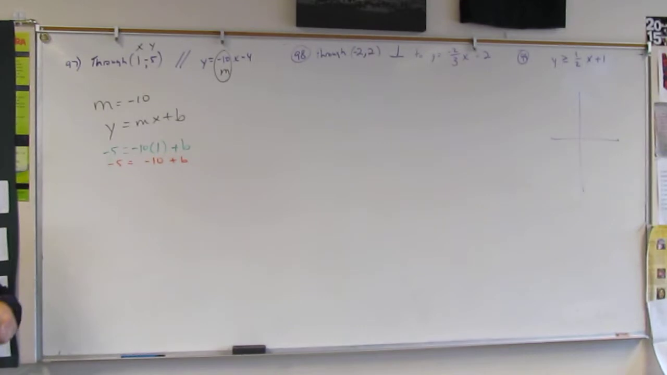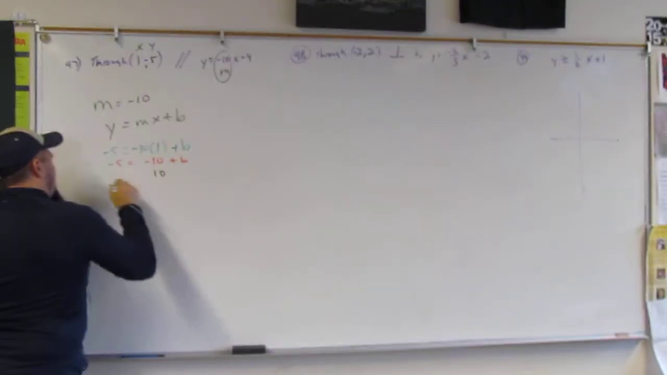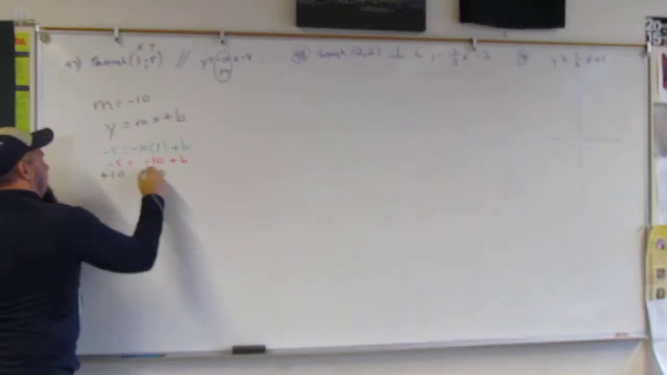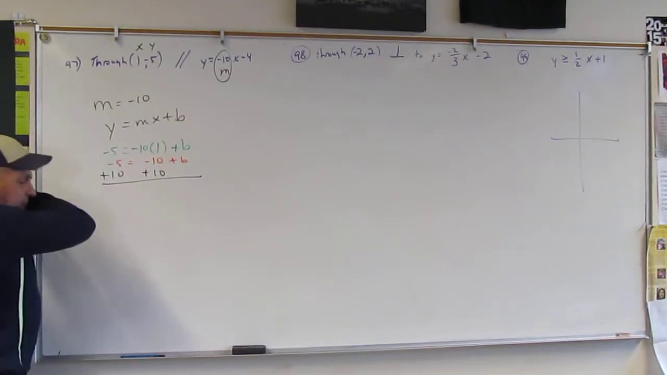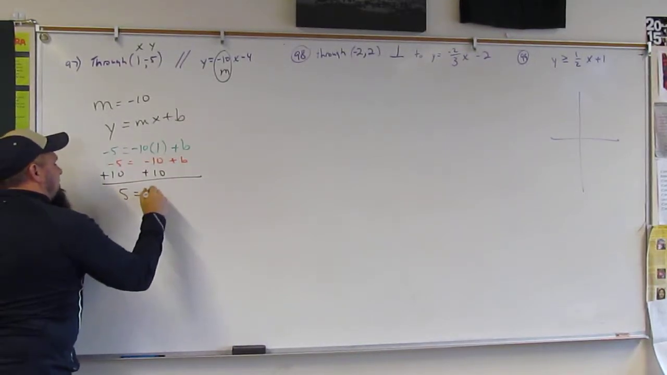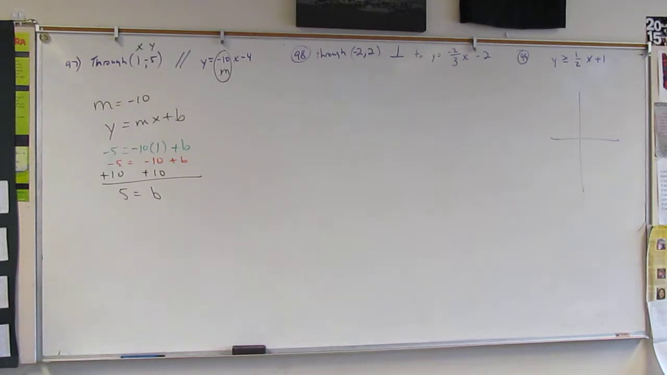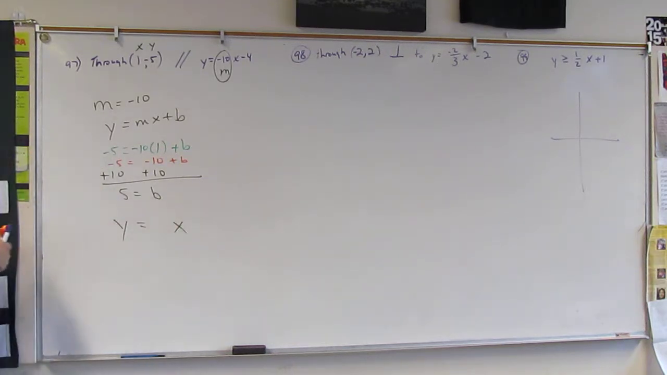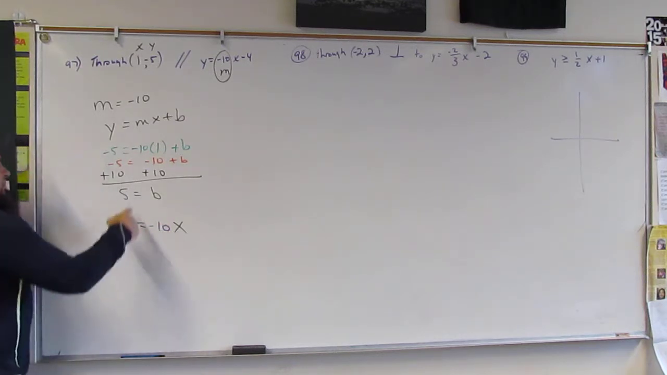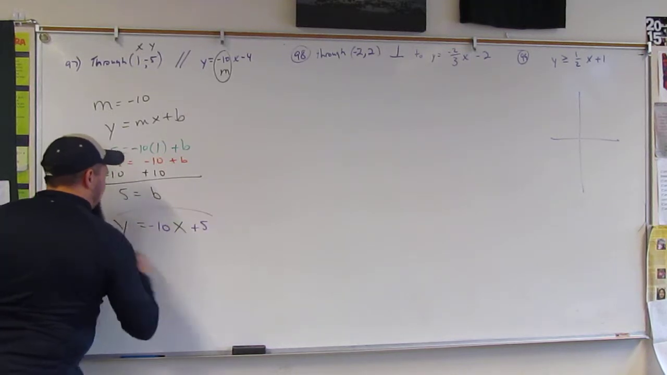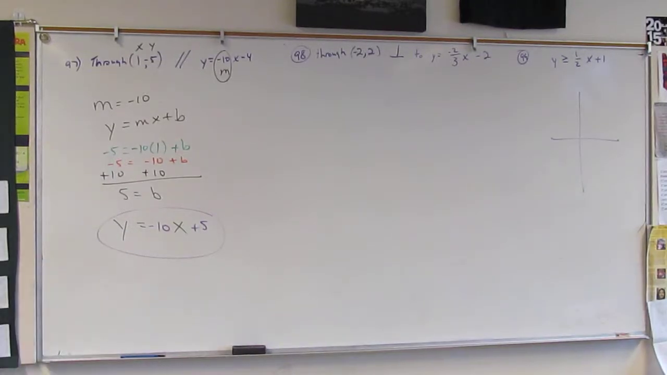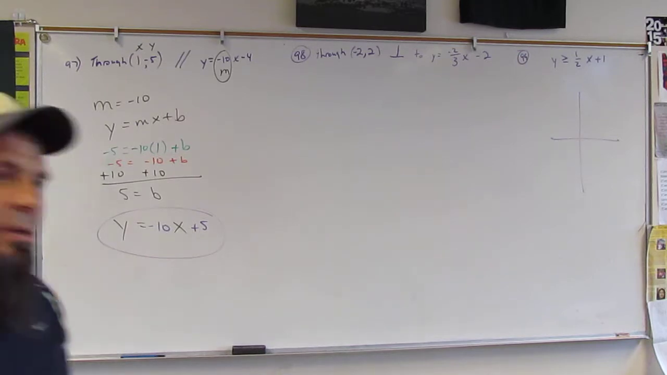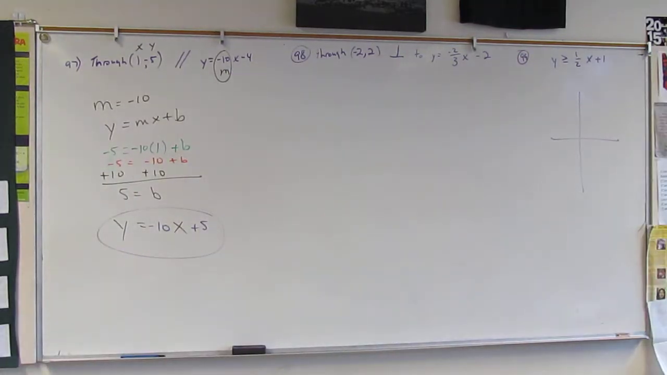And so I'm going to add 10. I'm going to add 10. And I get 5 is equal to b, right? And so now I have y equals x, whereas m is -10 and b is 5. And that's your slope. Right? Next, try this.